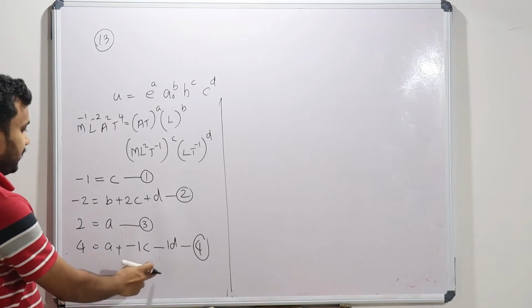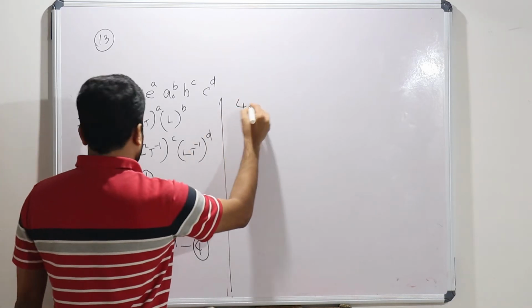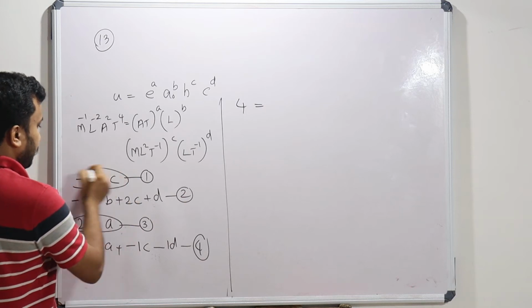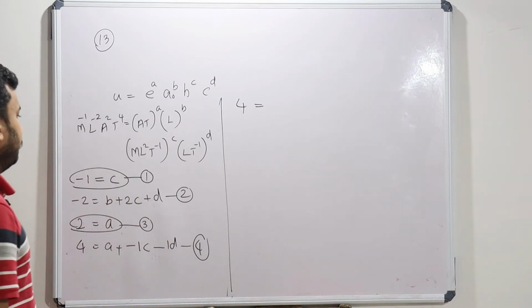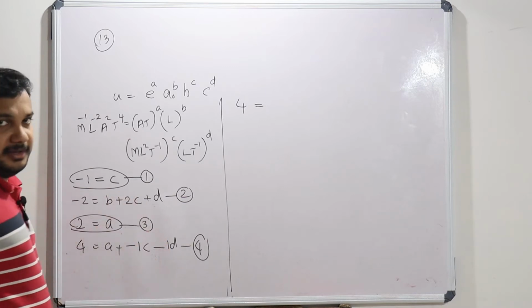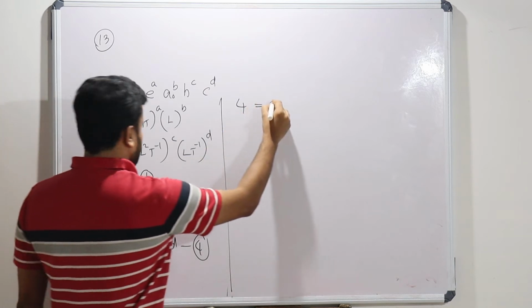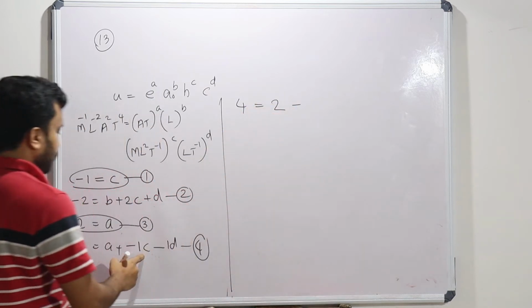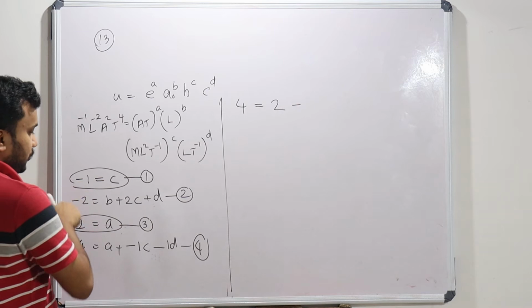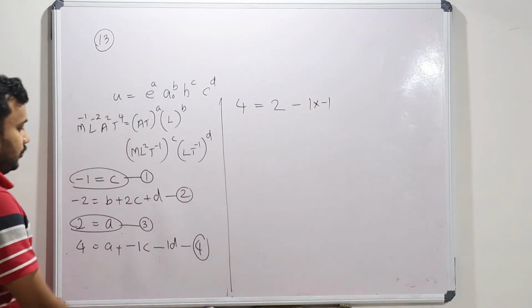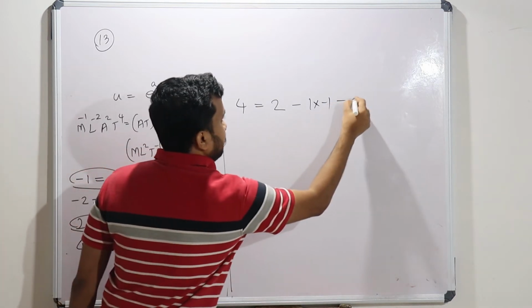Okay, so we can substitute in the fourth equation. So 4 equal to A and the value we are substituting. We know the A value, we know already the C value, directly we got it. We need to get B and D. We are substituting in this equation. So 4 equal to A is 2 minus 1 into C. C value is -1, so -1 into -1. Okay, and minus D.